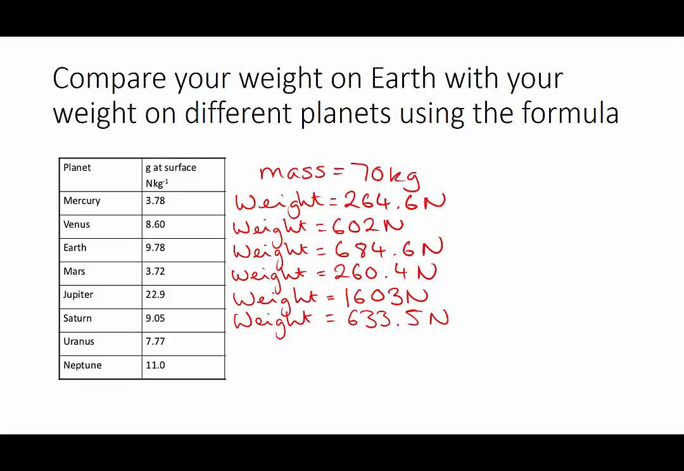For Uranus, my weight is going to be calculated as 7.77 times 70, which gives us 543.9 newtons. And finally on Neptune, the last planet since Pluto got demoted, with its fairly high field strength of 11, is going to give me 770 newtons of weight.